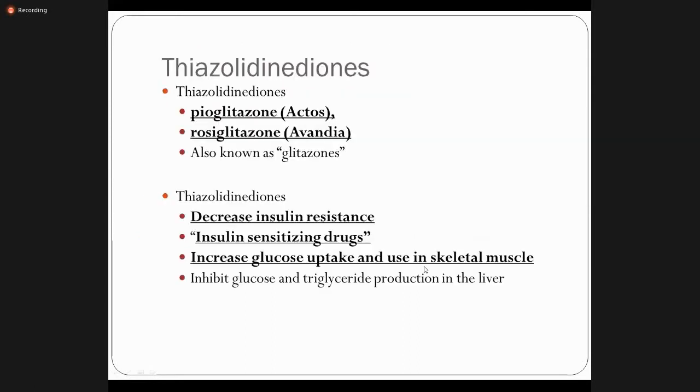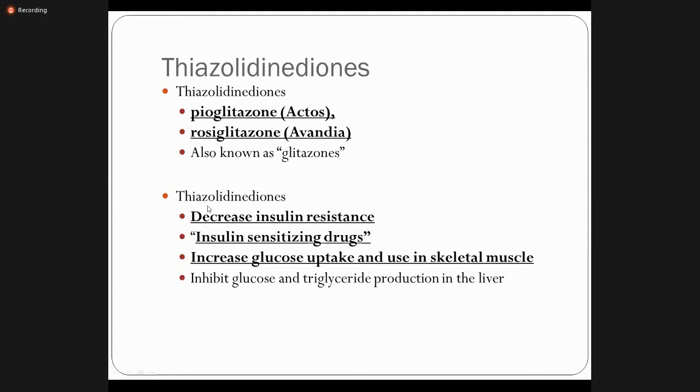Now the third group, because sulfonylureas were the first, the second group biguanides, in which we have the example of metformin. Now the third important group is thiazolidinediones, right? In which we have pioglitazone or rosiglitazone. Avandia, this is one of the drugs, rosiglitazone, that is being used extensively clinically, right? Also known as glitazones.